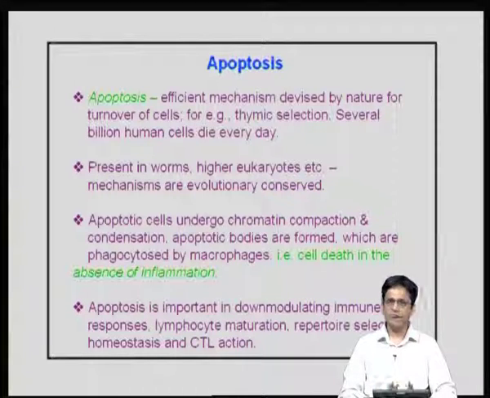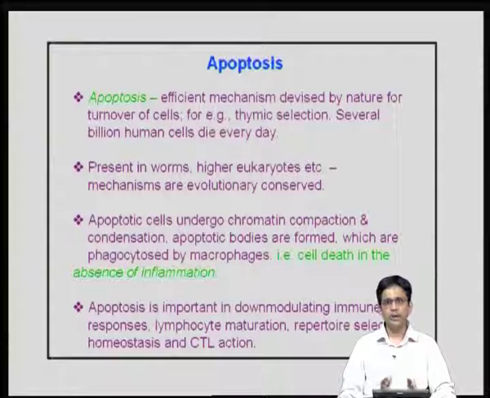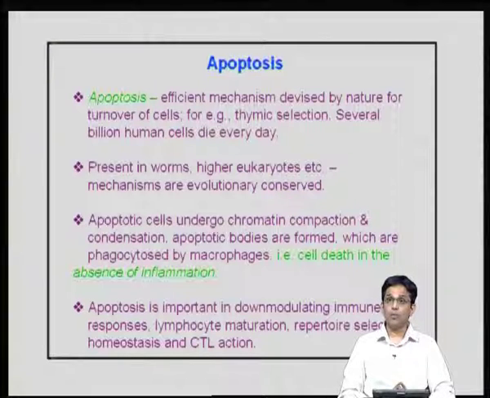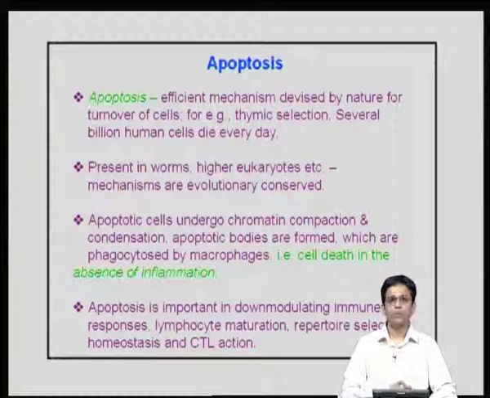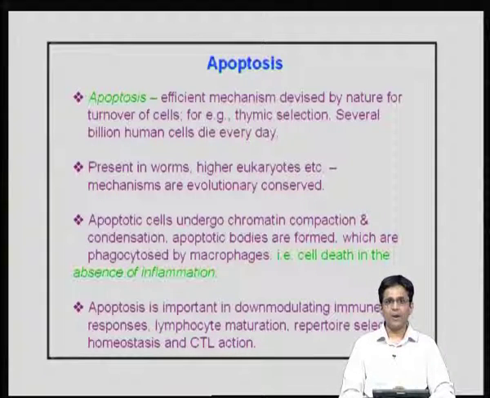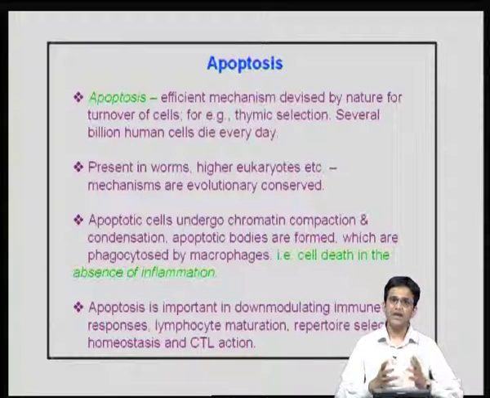Now, this process is evolutionarily conserved, and it is present in worms. In fact, that's where it was discovered, along with the genes that are important in apoptosis in higher eukaryotes. Now, apoptotic cells undergo chromatin compaction, and that is very important because it gives the nucleus a particular morphology, and if you are very good at looking at apoptotic cells, you will be able to pick it out. You have chromatin compaction and condensation, and apoptotic bodies are formed, which are phagocytosed by macrophages. As I said, one of the hallmarks of apoptosis is that you have cell death in the absence of inflammation.